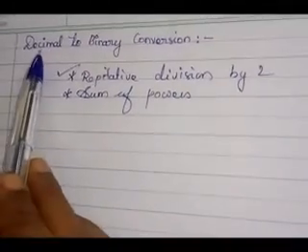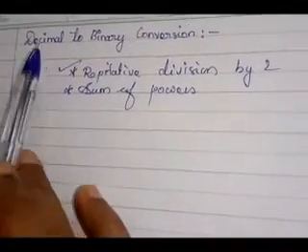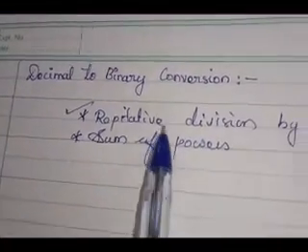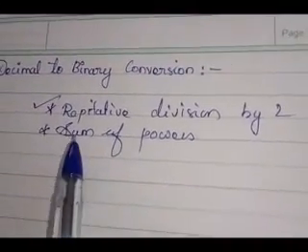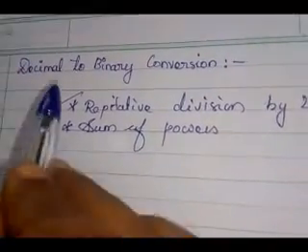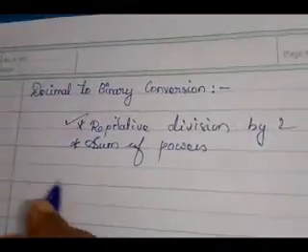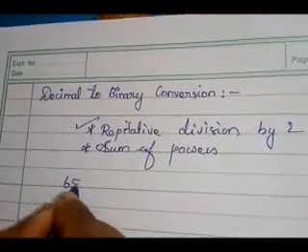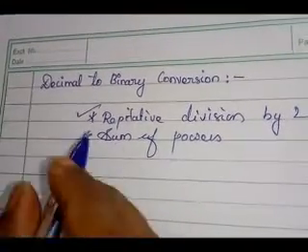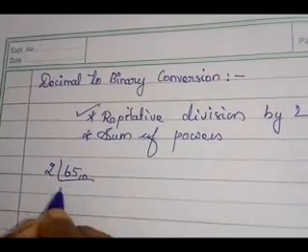First we will see decimal to binary conversion. Already we studied two methods of decimal to binary conversion: the repetitive division by 2 method and the sum of powers method. This repetitive division by 2 method we already studied. Example, 65 is the decimal number. We want to convert it into binary, so you have to just divide by 2.